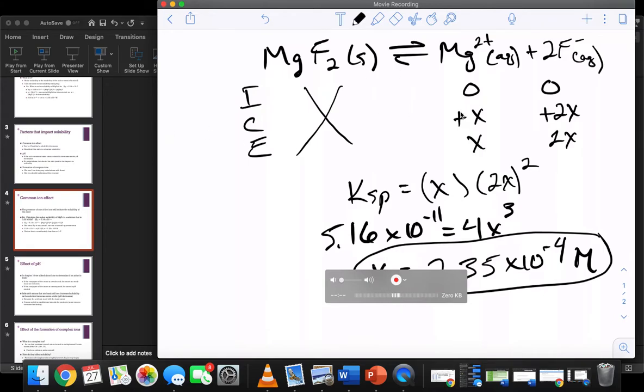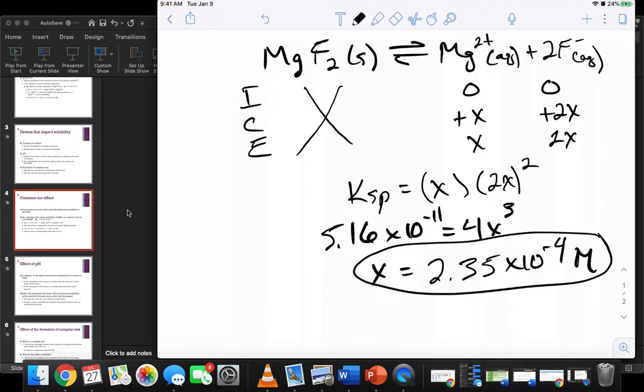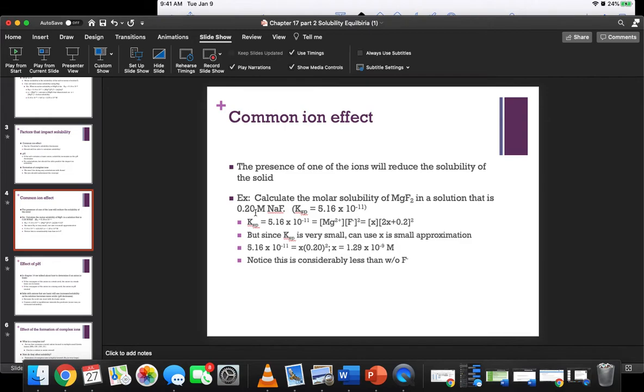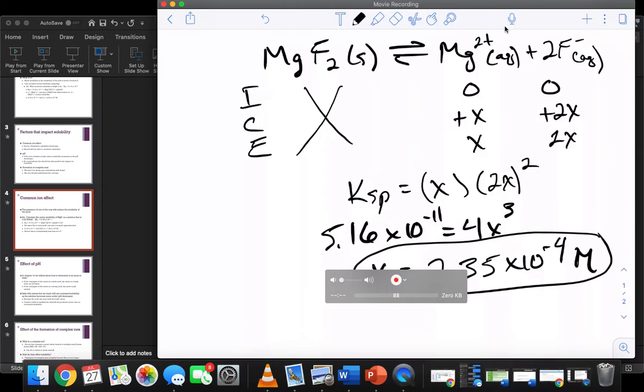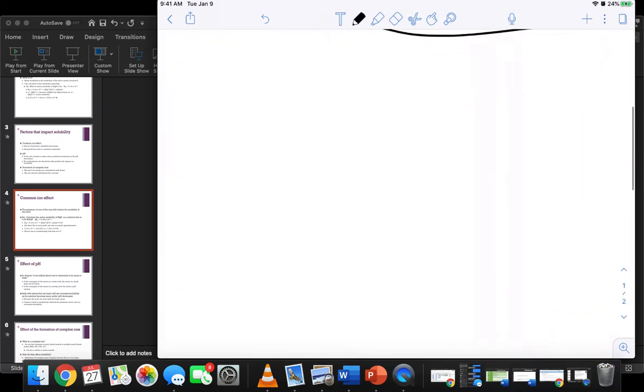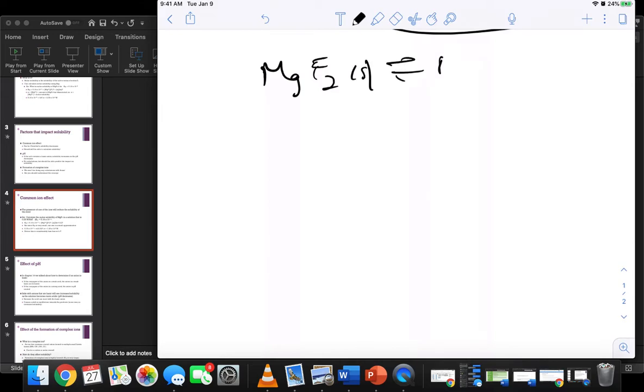Now what's different is we're going to have an initial concentration of something. They're telling us that our solution is 0.20 molar in sodium fluoride. If that's the case, that just means now I have an initial concentration for my ICE table. So I'm going to move this down and set up a new ICE table for this. So magnesium fluoride going to magnesium 2+ and 2F-.